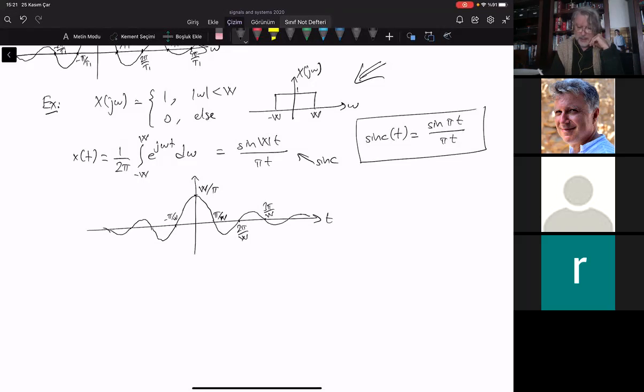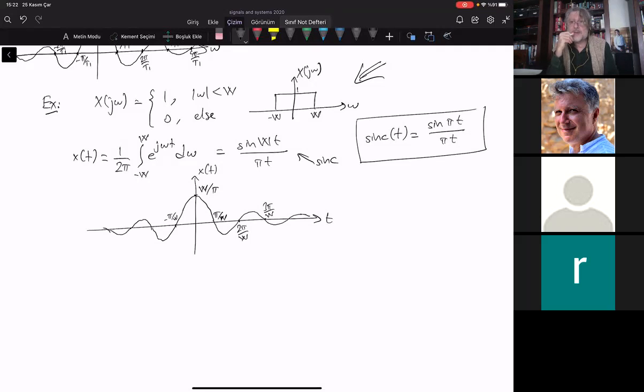But meanwhile, the peak value, which is W over pi, will tend to infinity, because W is going to infinity. So it will be an infinitely high but infinitely narrow sinc, which is essentially the impulse. It's an approximation or the limiting case of an impulse as well. Because we know that if x of t is an impulse, its Fourier transform is 1, which is as W goes to infinity. That's another limiting way of obtaining an impulse.